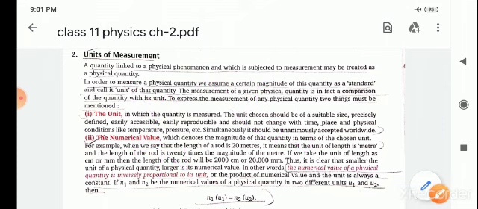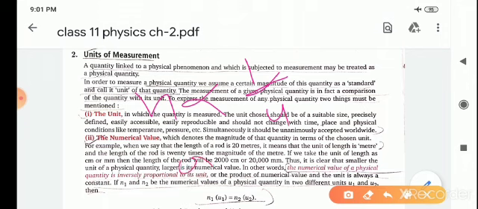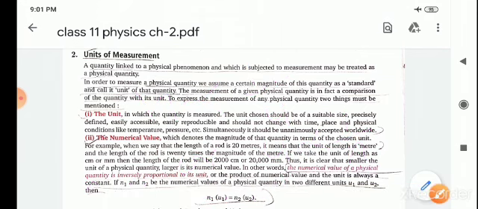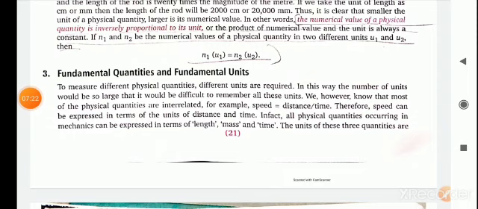Therefore, the numerical value of a physical quantity is inversely proportional to the unit. That is, n is inversely proportional to 1 upon u, or u is inversely proportional to 1 upon n, where u is the unit and n is the numerical value. The formula is n1u1 equals n2u2, right?